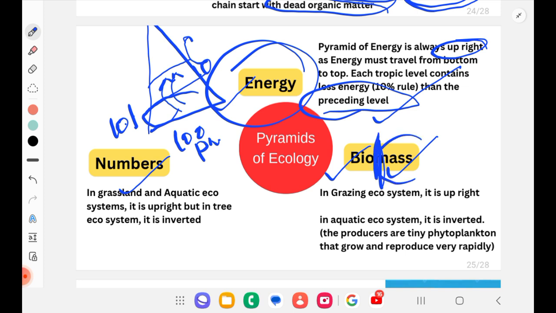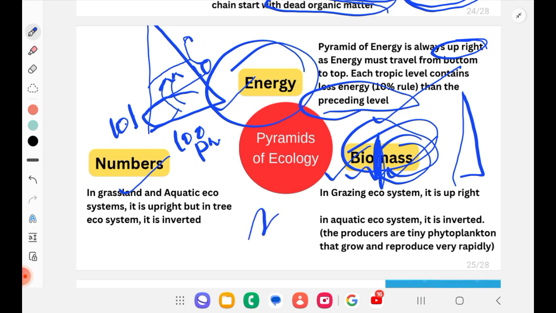We are talking about the weight, biomass. In grazing ecosystem, it is upright. Why is it upright in grazing ecosystem? Because we have grasses below and deer or other animals above. So weight will be more for animals, right? So it is upright. If you consider aquatic ecosystem, we have inverted biomass.